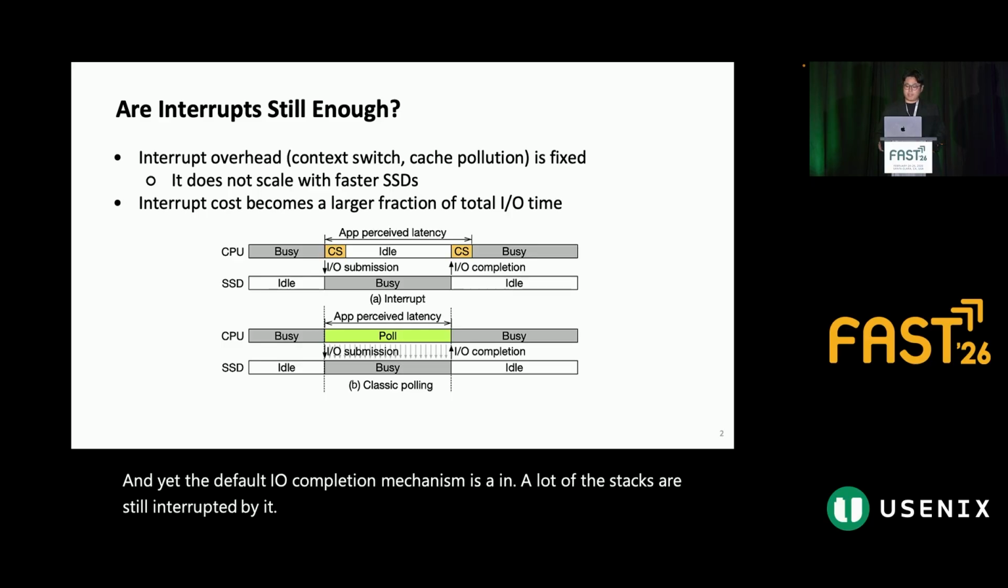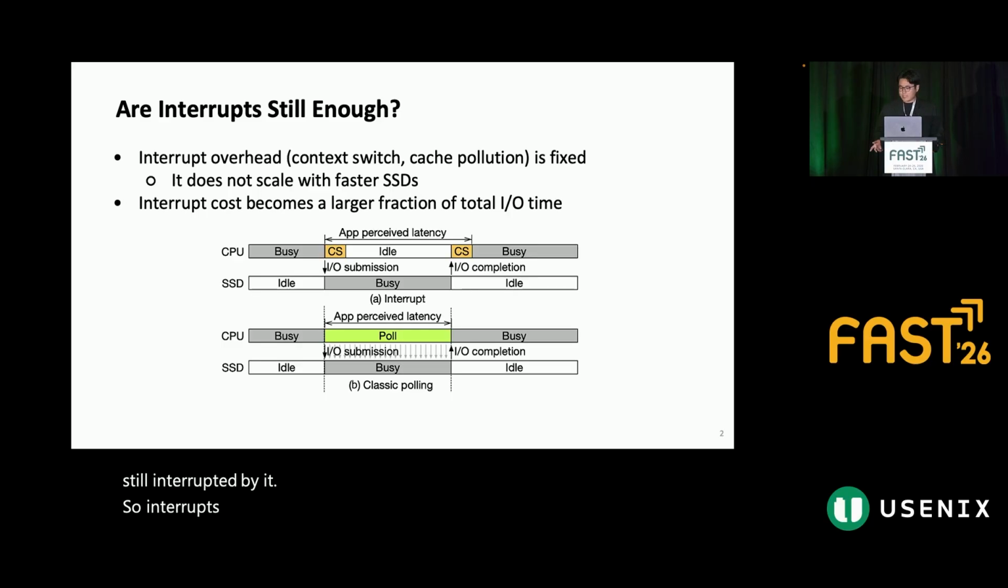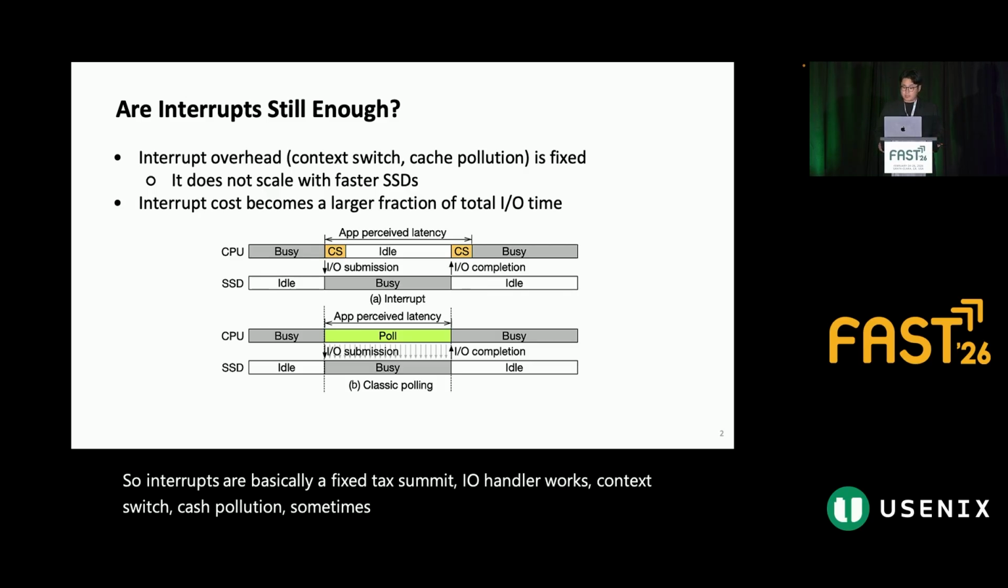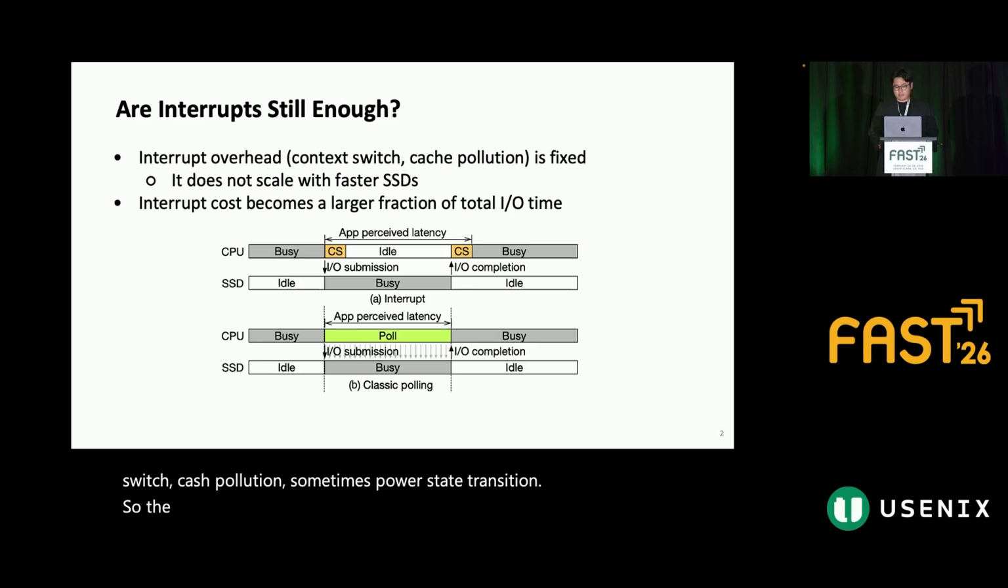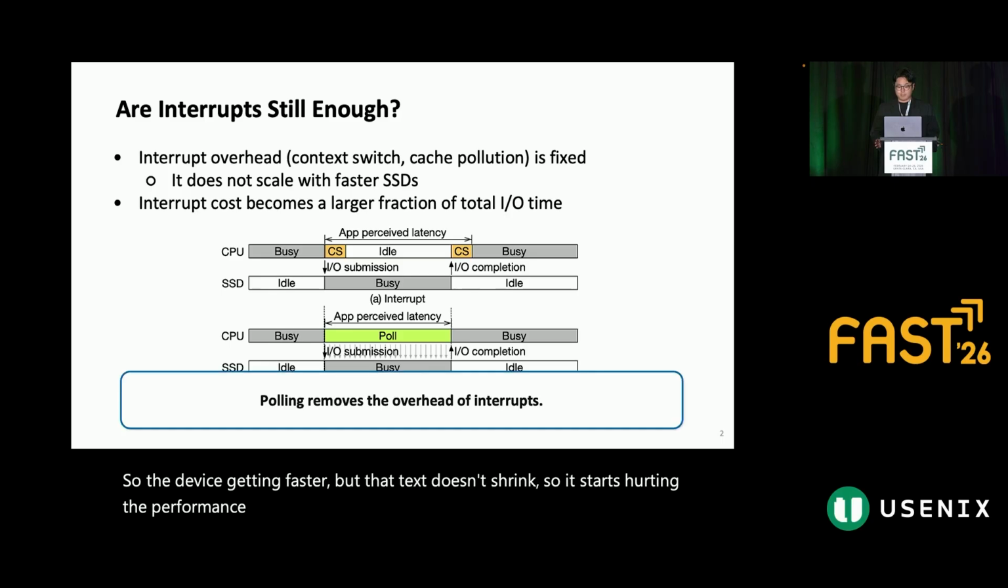Interrupts are basically a fixed tax: submit I/O, handler work, context switch, cache pollution, sometimes power state transition. So the device is getting faster, but that tax doesn't shrink. It starts hurting the performance of the critical path. Then, naturally, people look at polling.